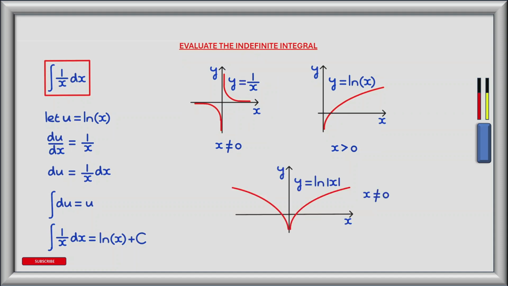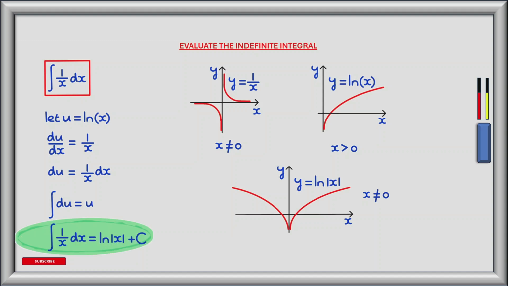So to counter this and make the domains the same, we use the natural log of the absolute value of x. This then converts negative values of x to be positive before applying the natural log function. This is the graph of the natural log of the absolute value of x. As we can see, it takes positive and negative values, but not x equals 0. So its domain is now the same as that of 1 divided by x.